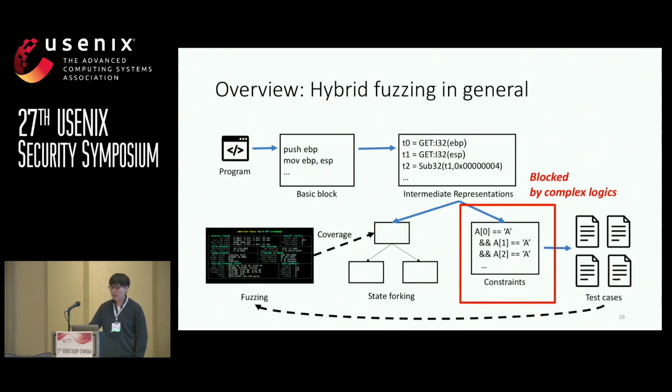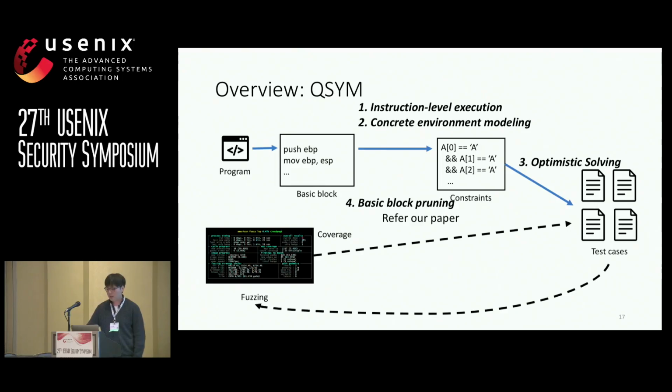And finally, this constraint generation can be blocked by some complex logic like compression or decompression, or encryption or decryption. QSYM uses basic block pruning to handle this issue, but due to the time limit, in this presentation I will not cover this, so please refer to our paper for details.